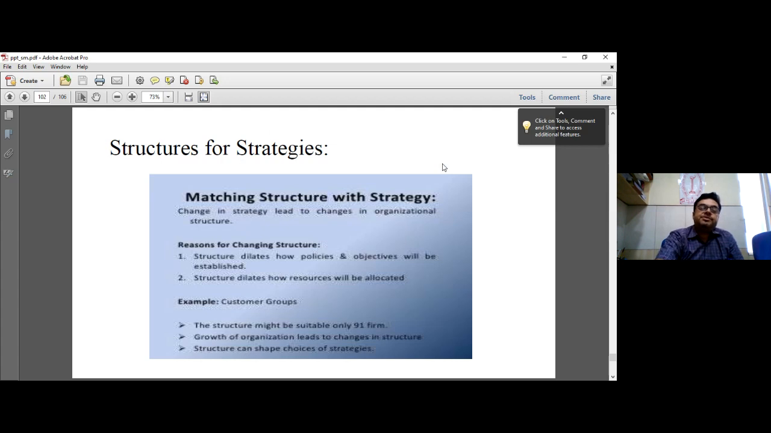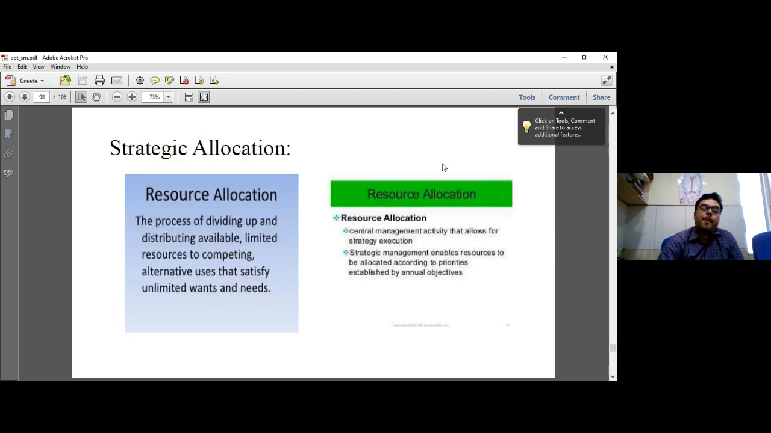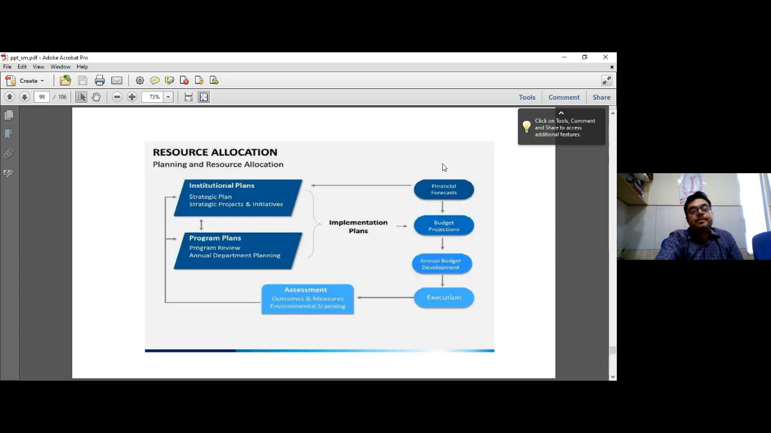Matching structure with strategy, reasons for changing organizational structure in terms of customer groups, institutional plans, strategic plans, program plans, assessment and implementation can include the financial forecasts, the budget projections, the annual budget development, and the execution in terms of assessment.